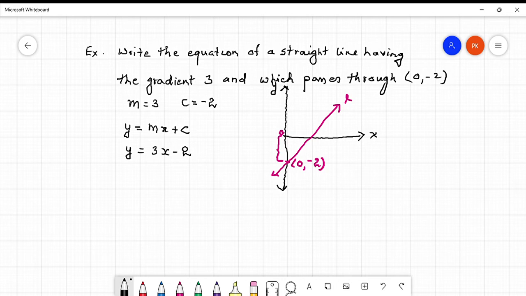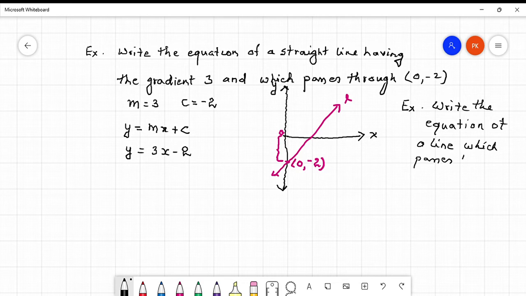Okay. So take down a similar problem here. Write the equation of a line which passes through (0, 7) and has gradient 5.